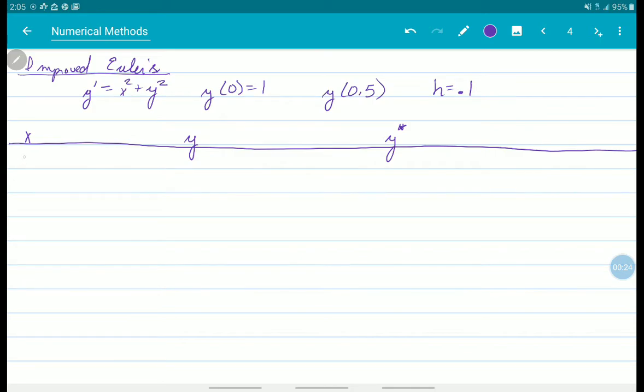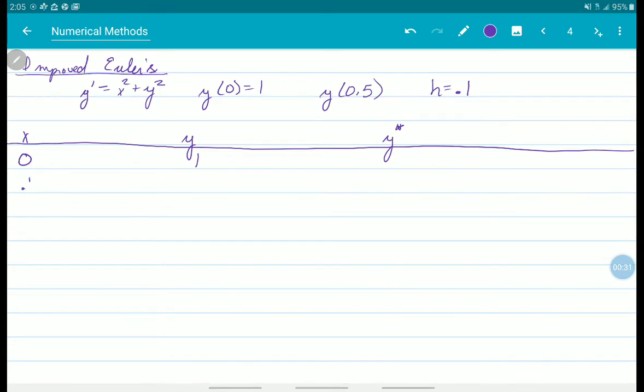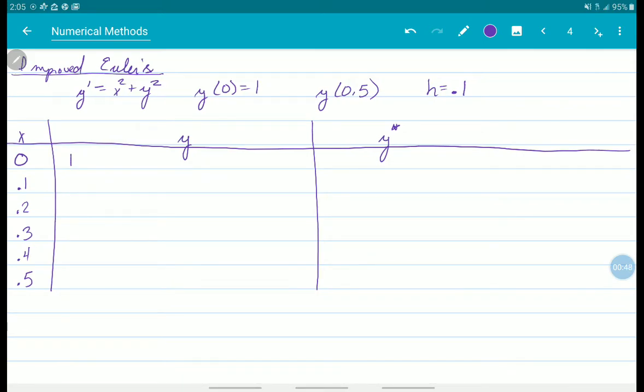So our x value, our first one's 0. The first y value is 1. We're going up by 0.1s. So there's our x. That's the easy one. Everything else is a little bit more interesting. I'm going to move this value over here.